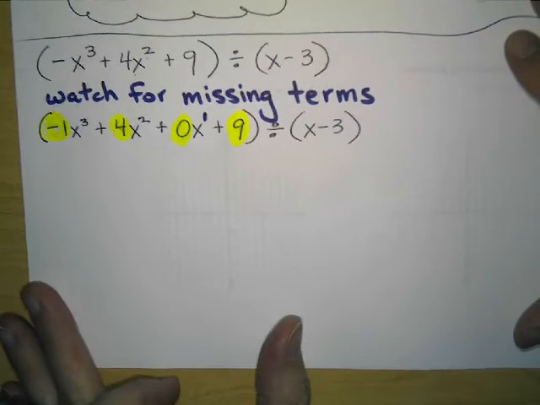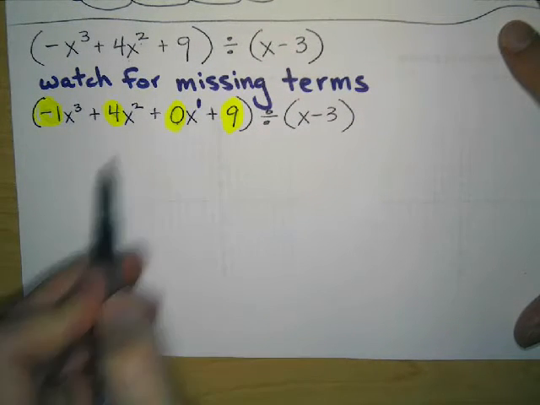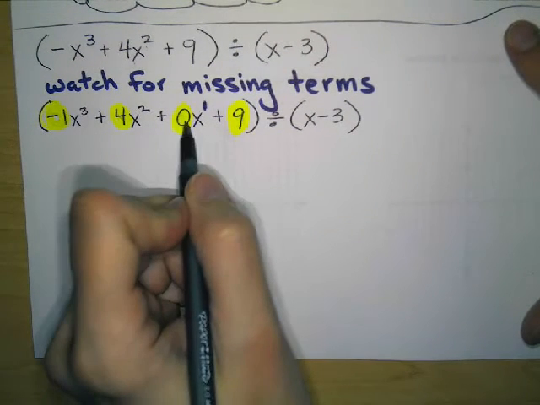For the 0x that we put in there, would we count that as 0 when we're putting it with other things, or would we count that as a 1? You count it as 0.